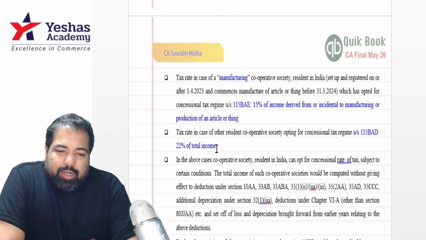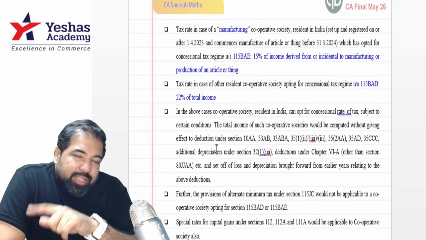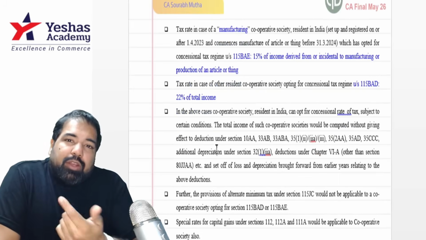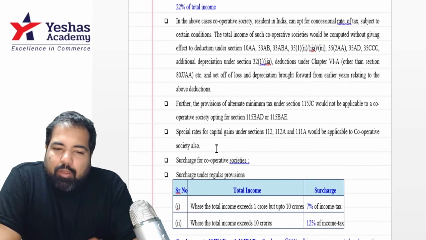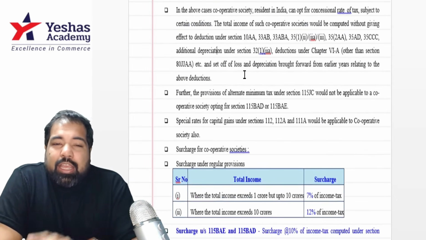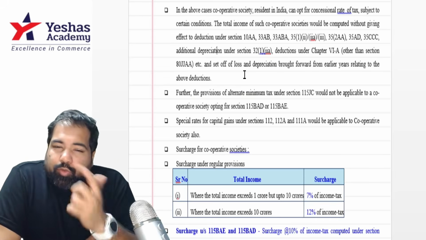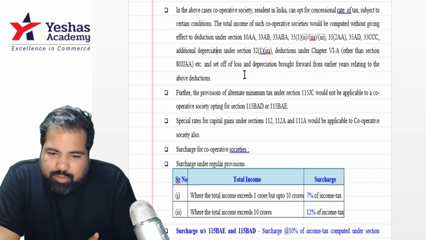Guys, 115BAD as a shortcut, you will be taxed at these lower rates. But we have to give up a lot of deductions, which you will understand only when you do the chapter called PGBP. All these deductions you will not get, unfortunately. कुछ पाने के लिए कुछ खोना पड़ता है. So if you want these lower rates, you'll have to give up on all these deductions.